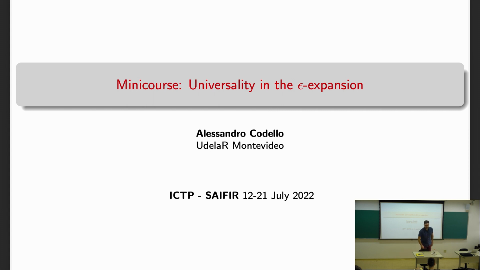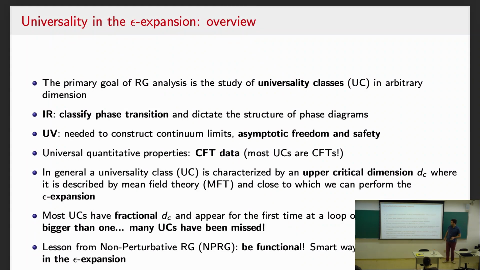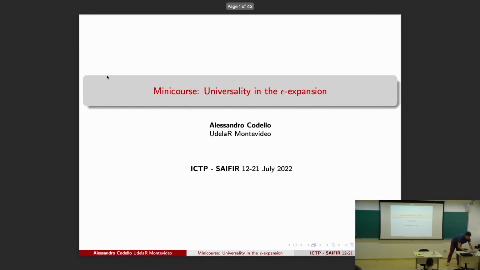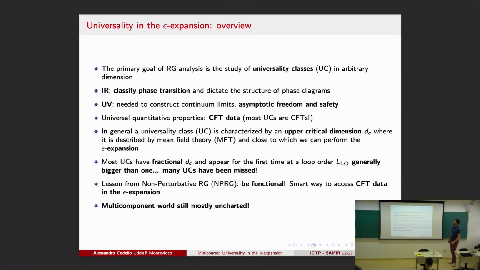I'm glad to be here, and I'm happy that I can present to you this little course, which is made of 6 lectures. What we want to do is to classify universality classes. Universality classes are a fundamental topic in theoretical physics, because the classification of universality classes is basically equivalent to a classification of possible conformal field theories.